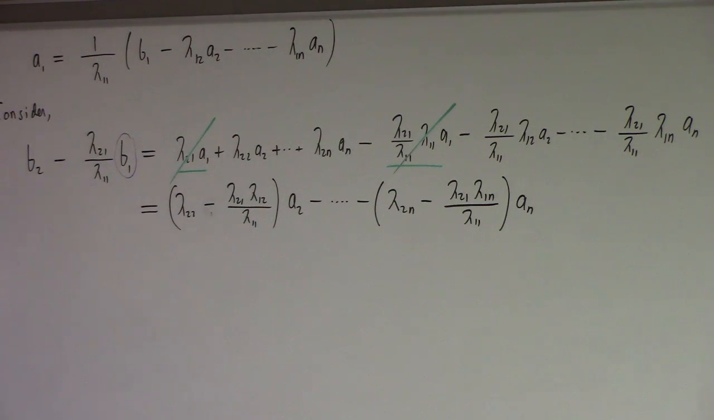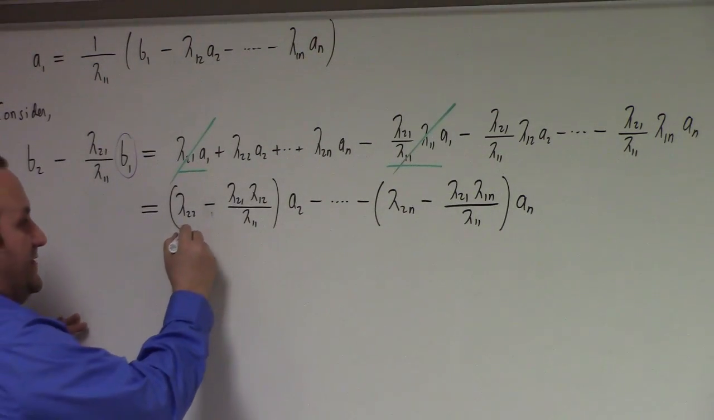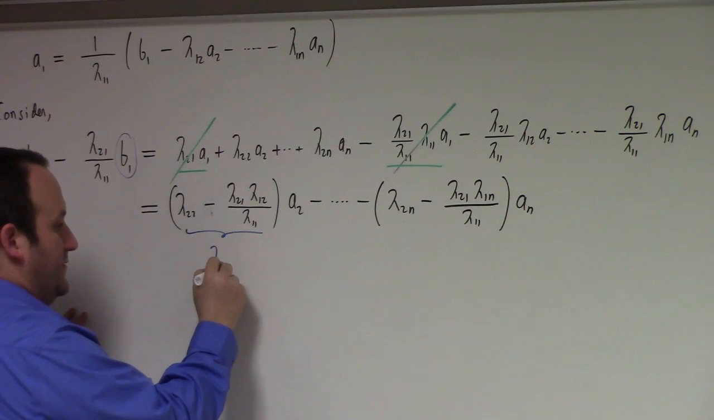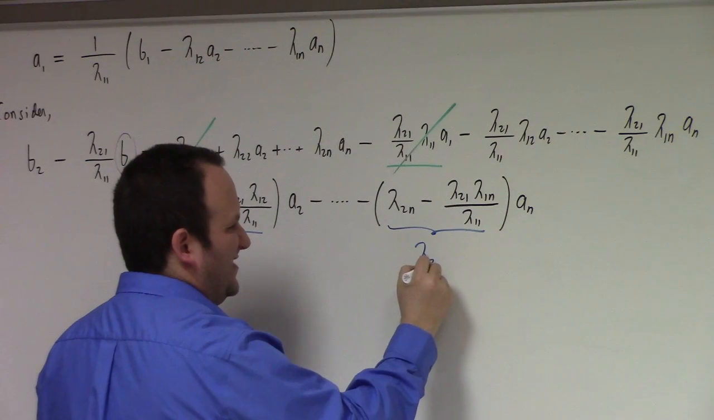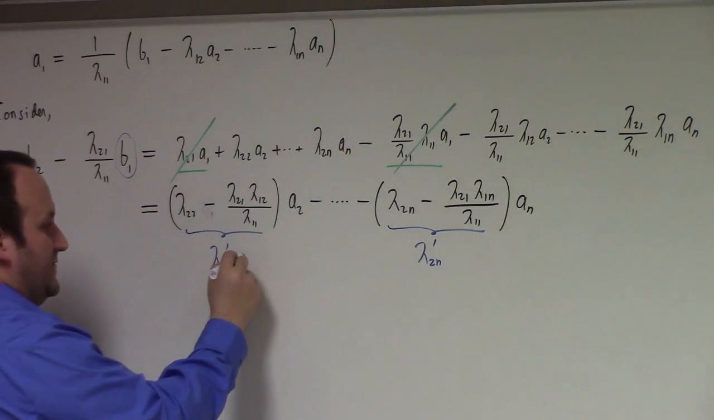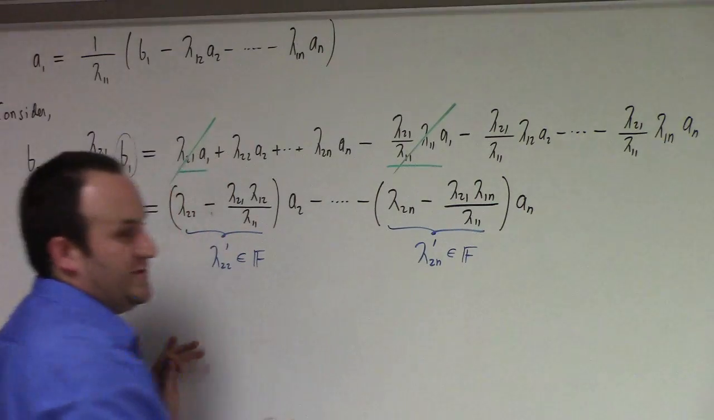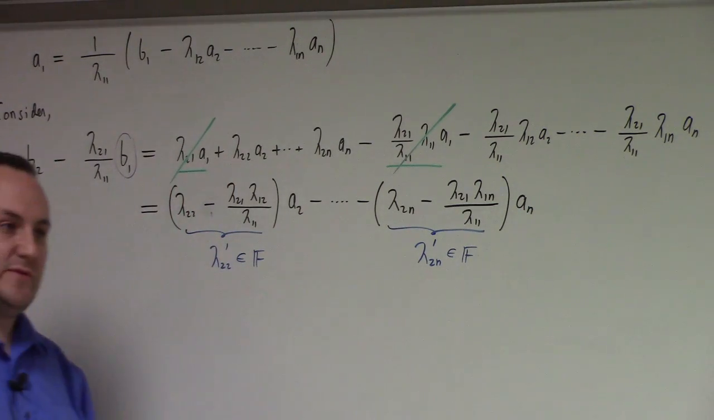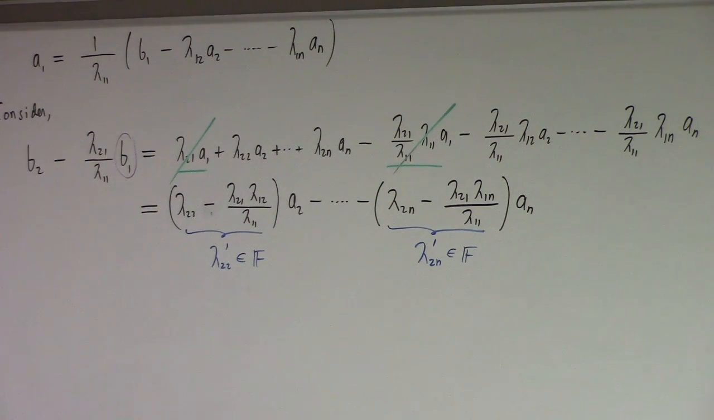All right, so again, following Curtis a little bit, we'll call this thing lambda 2,2 prime, and this guy here is lambda 2n prime. The point, of course, is that these are things in the field again. Because certainly if we take a reciprocal of elements of the field and subtract it from another element of the field, we're again in the field. The field's a commutative ring at the base of everything, so it's closed under addition, and division makes sense here.